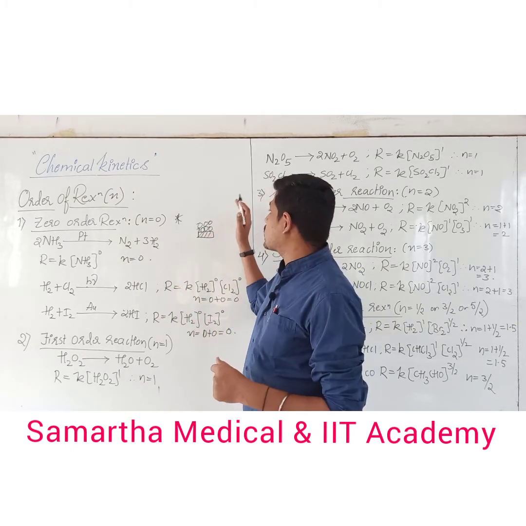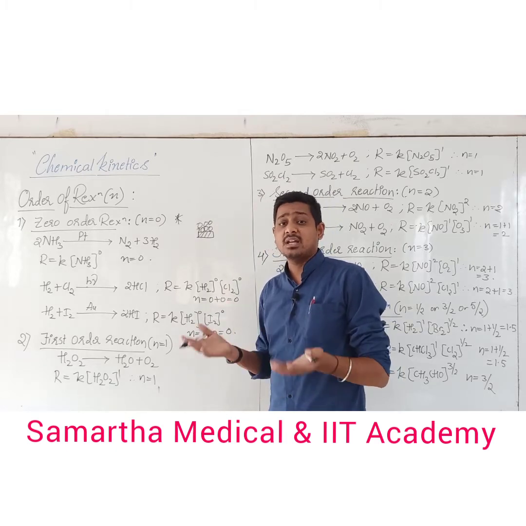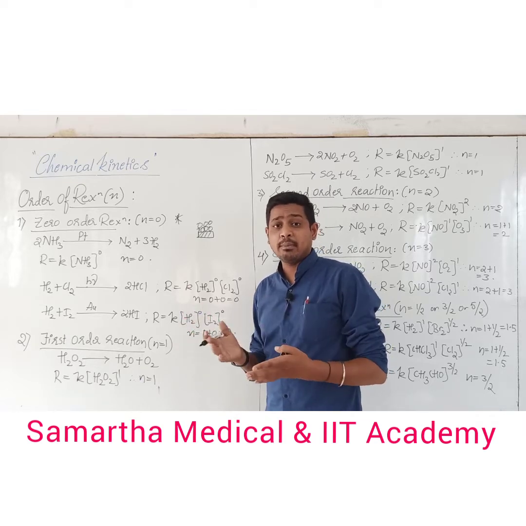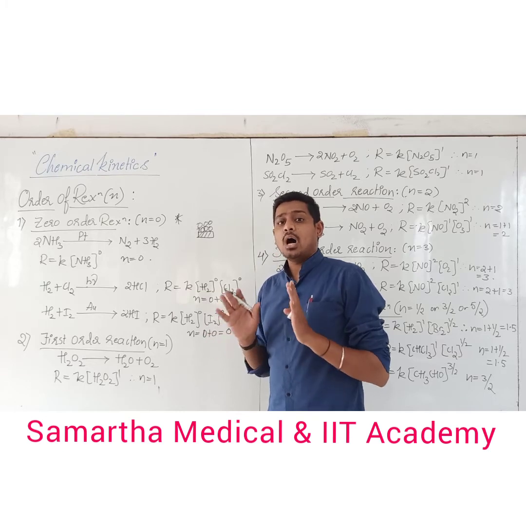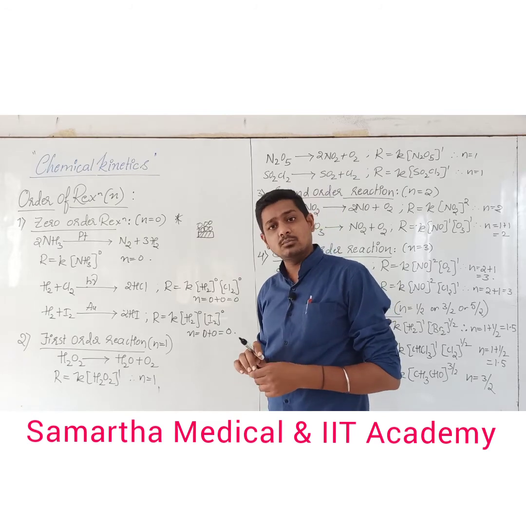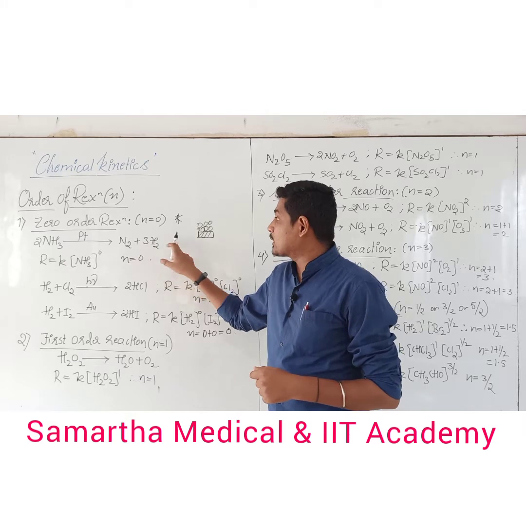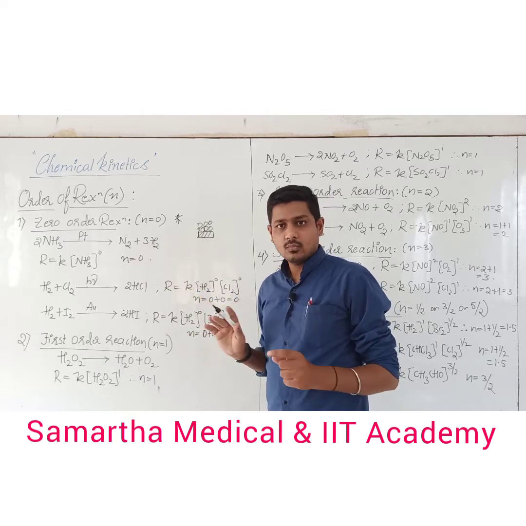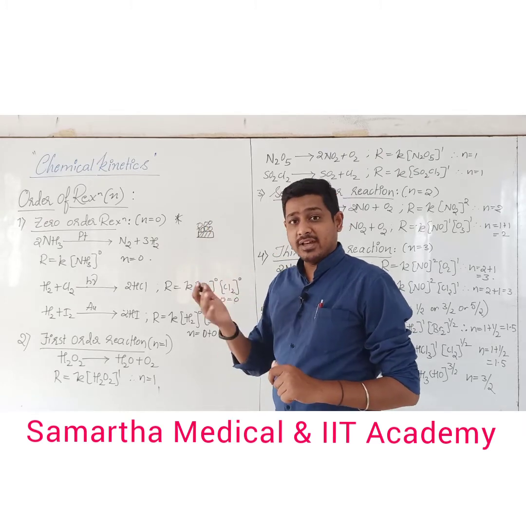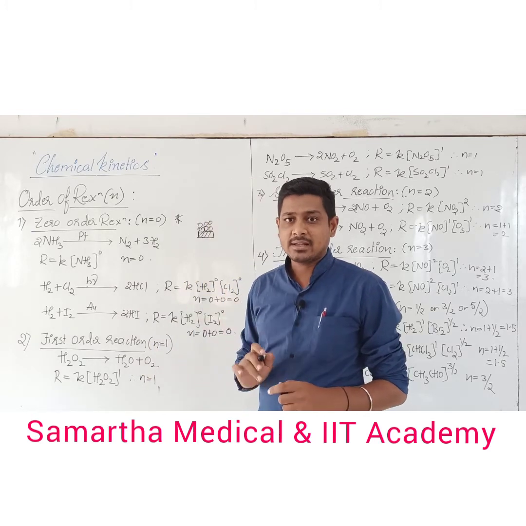It does not depend on whether there are 10 molecules of ammonia, 100 molecules, 500, or 5000. It does not depend on the concentration of the ammonia. Whenever a molecule comes in contact with the platinum, it will automatically get decomposed into nitrogen and hydrogen. I hope this point is clear. So zero order reaction means the rate of the reaction does not depend on the concentration of the reactant.